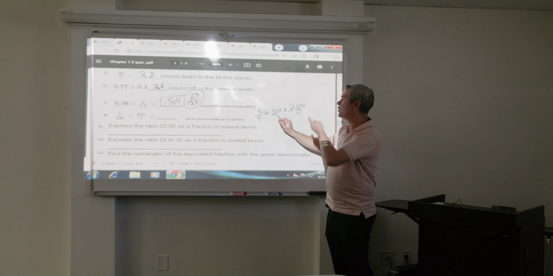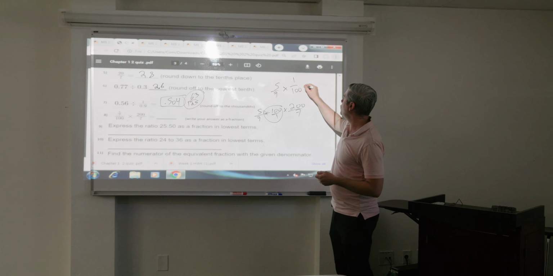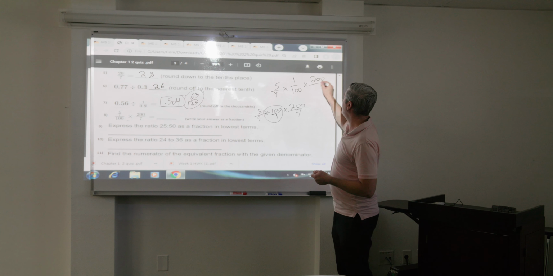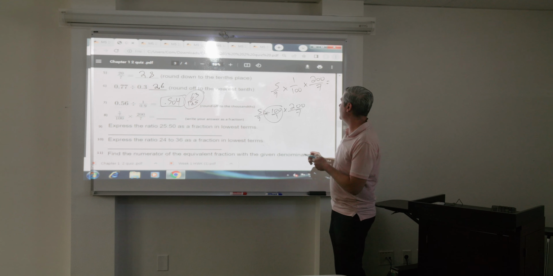So the only one that needs to flip would be this section. So the problem becomes 5 sevenths times 1 over 100 times 200 over 7. Cool? It's the same way. I know I should have written it like that, but it becomes that.